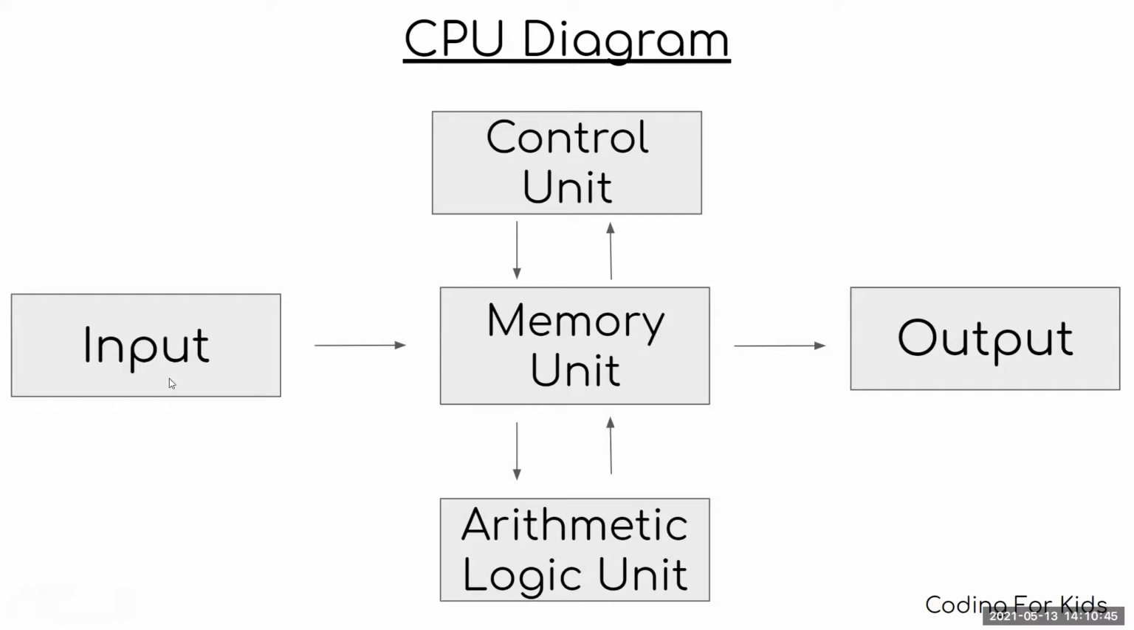So first there's the input unit. Then we have a memory unit. Then the memory unit goes to the control unit, comes back, and then it goes to the arithmetic logic unit, and it comes back. And then finally, we have our output. So this is the CPU diagram.